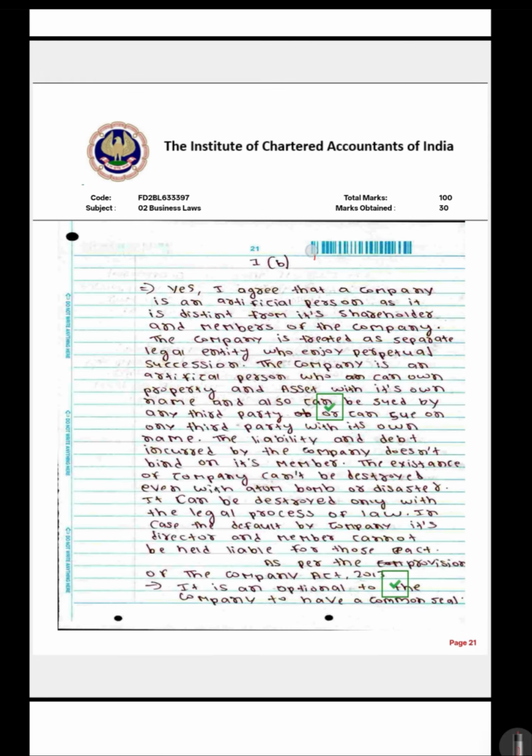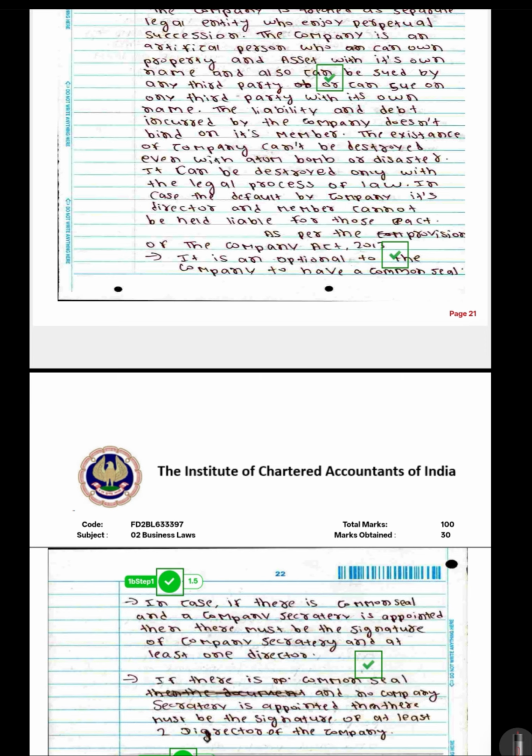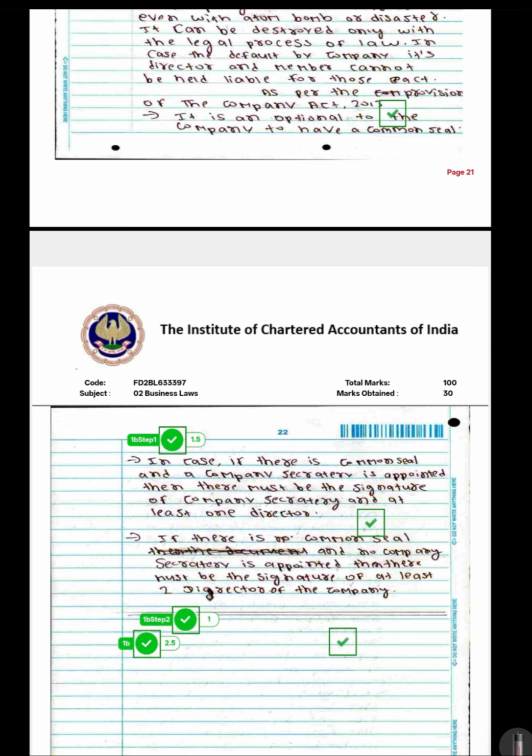And then I went to 1B, and the question was asking about a company being an artificial person, a characteristic of the company. Again I have written this answer in paragraph form, as you can see. And then it was asking about the common seal. Again I wrote about the common seal here, it was about 6 to 7 marks, and the checker has allotted me 2.5 marks.